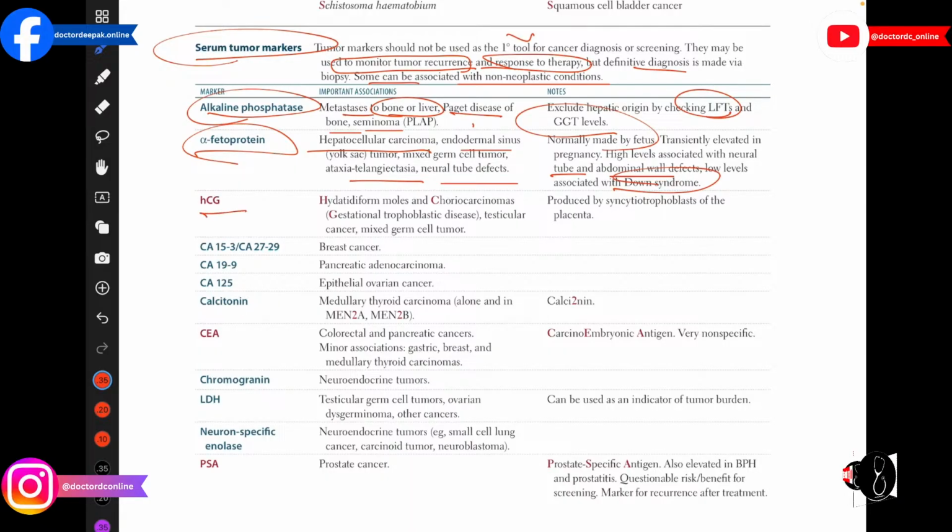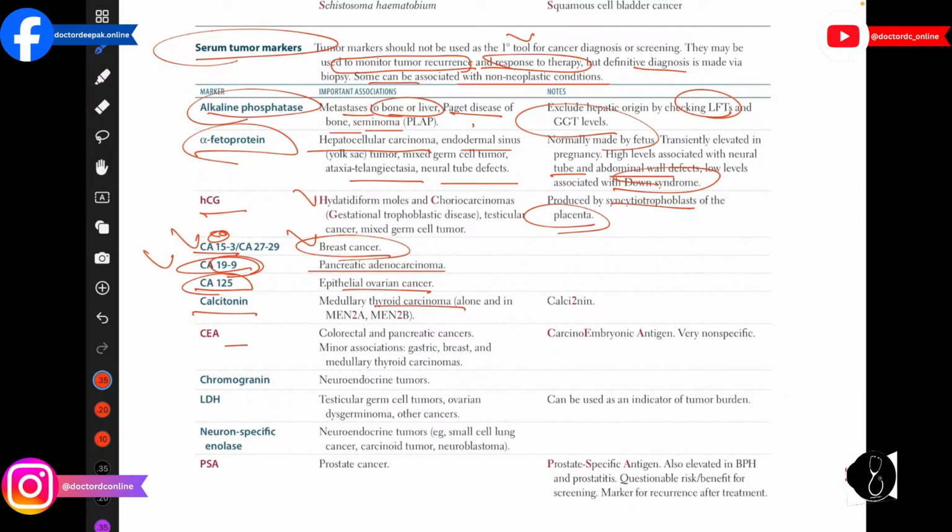Then we have hCG, which I'm giving as a mnemonic: hydatidiform mole, choriocarcinoma, gestational trophoblastic diseases. That is produced by syncytiotrophoblast of the placenta. If it is increased in amount, then hydatidiform mole and choriocarcinoma, gestational trophoblastic disease can be predicted. Like CA 15-3 for breast cancer and CA 19-9 for pancreatic adenocarcinoma. Please remember, it's 15-3 for breast cancer, 19-9 for pancreatic, and CA-125 for ovarian cancer, calcitonin for thyroid carcinoma, and CEA, the carcinoembryonic antigen, is very non-specific. It is for colorectal and pancreatic cancers.